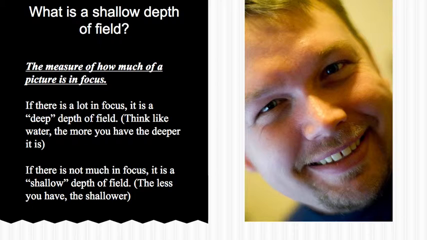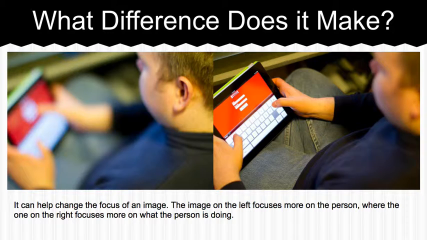And to the right, you can see a very shallow depth of field image of my husband. It was shot with a 50mm 1.2. What difference can it make? It can help change the focus of an image. The image on the left focuses more on the person and gives a bit of a voyeuristic view. However, with the image on the right, it focuses more on what the person is doing.